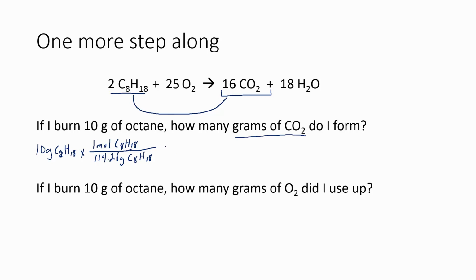Good. So now our units are moles, and grams have canceled out. Now we use this ratio of 16 carbon dioxides for every 2 octanes. Okay, so octanes will cancel out. So now our units are moles of CO2 at this point. So we can get rid of moles of CO2 because we don't want moles, we want grams of CO2. And we just have to figure out the molecular weight.